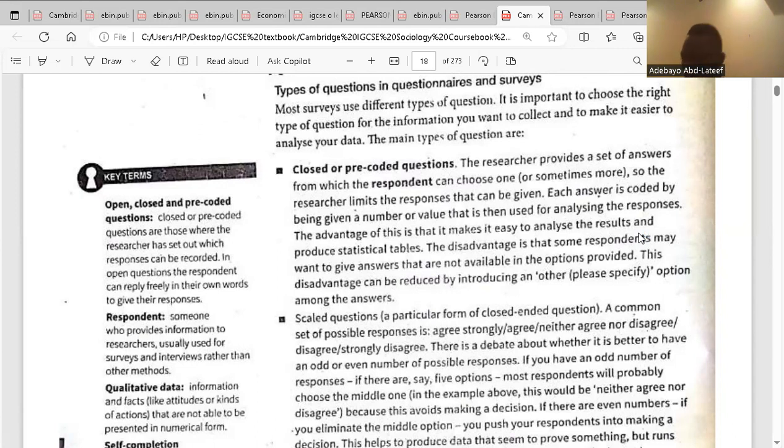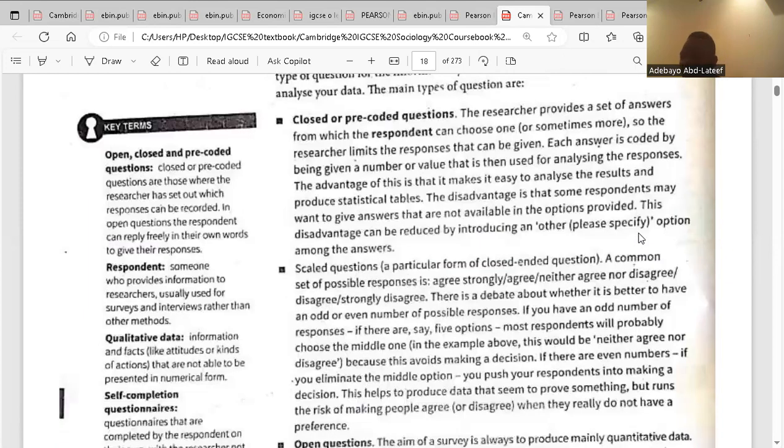Like I said, closed questions are questions that provide answers or options for participants to choose from. That's why we call them closed questions. The advantage, like I said earlier, is that it's easier for you to analyze the results, because you have answers within to choose from. So you can make your analysis from there. But the problem is that sometimes participants want to give their own answers.